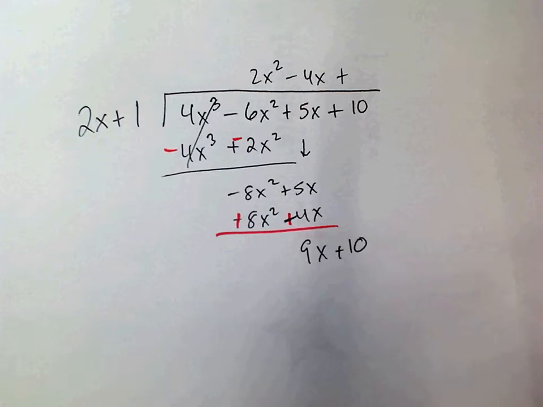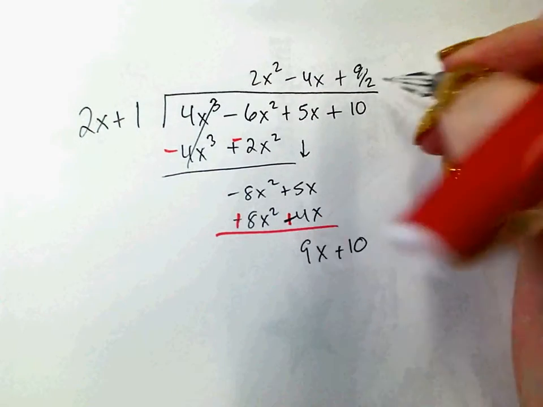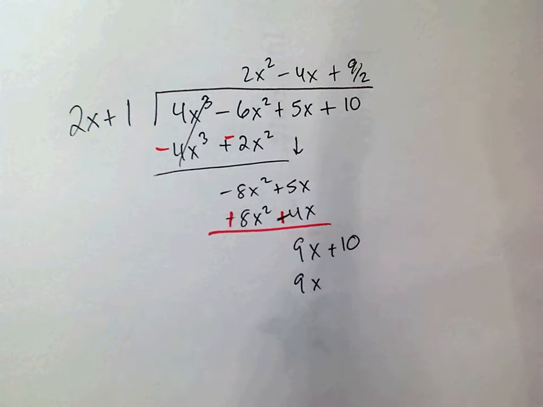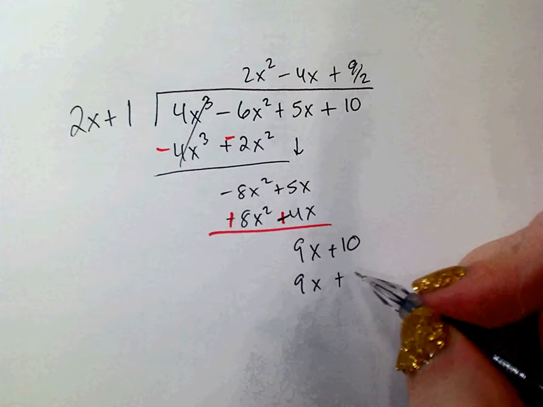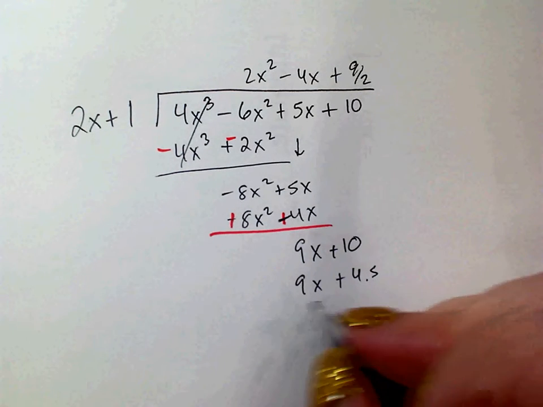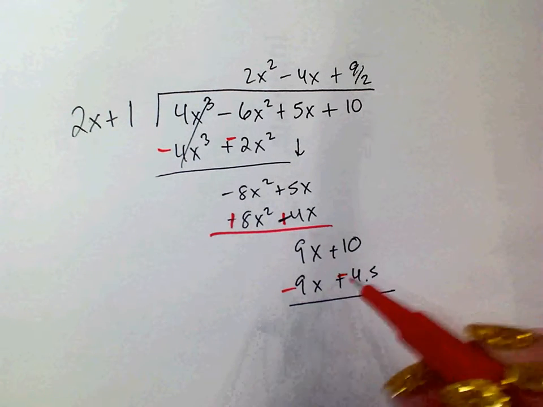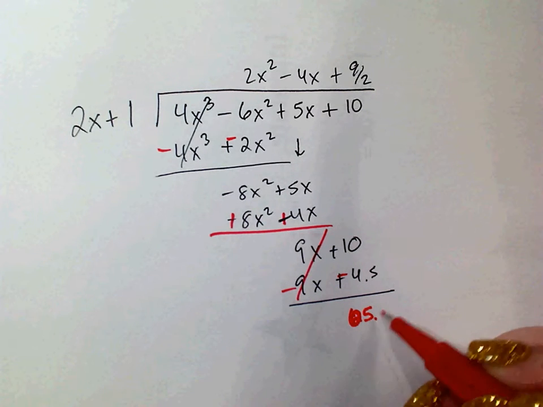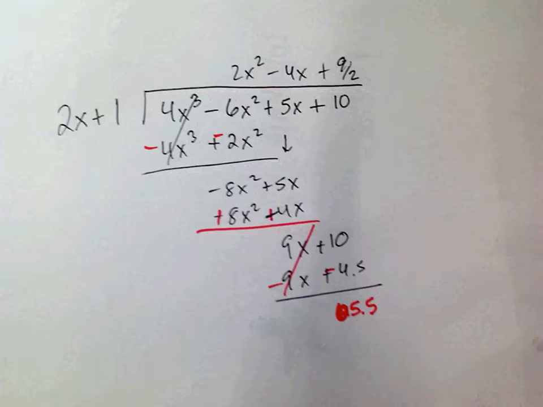Okay, 9 halves times 2 is 9, plus, let's go 4.5. I like decimals sometimes, maybe. Subtract, what are you left with? That was bad. Okay, so it's just like this plus 5.5 divided by what you divided by.